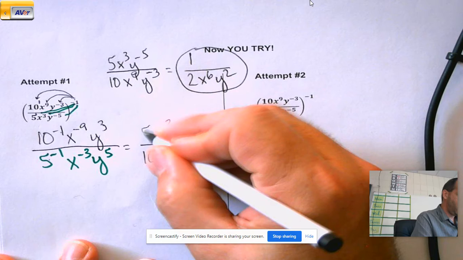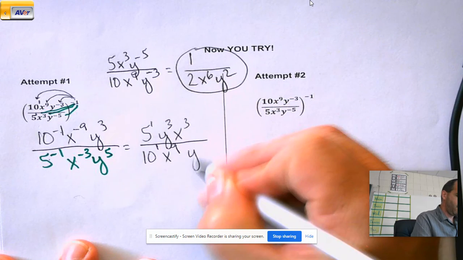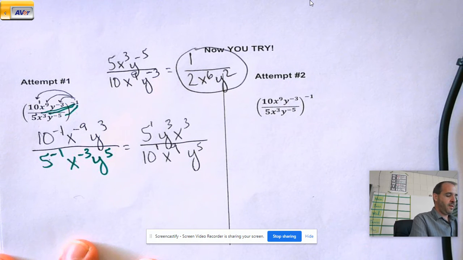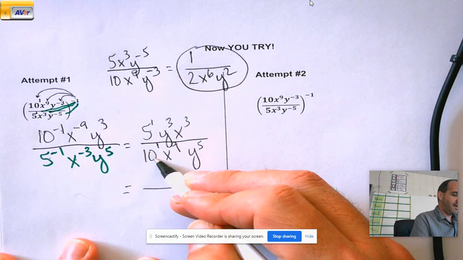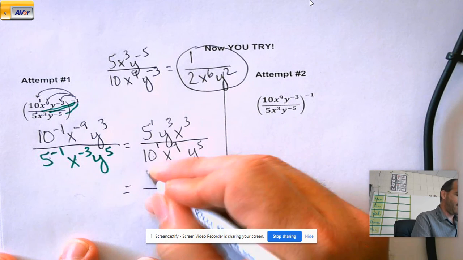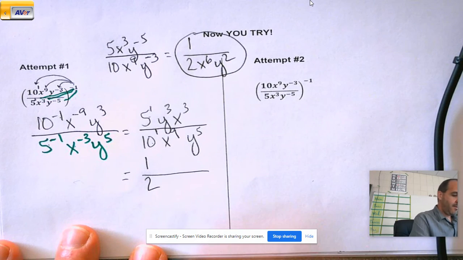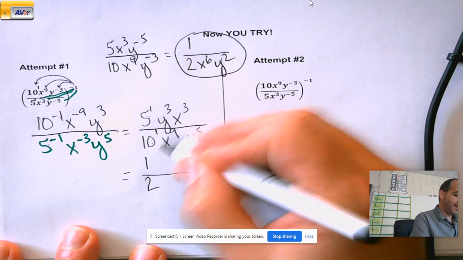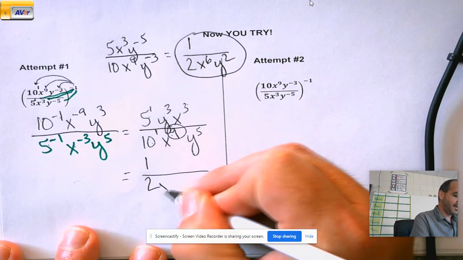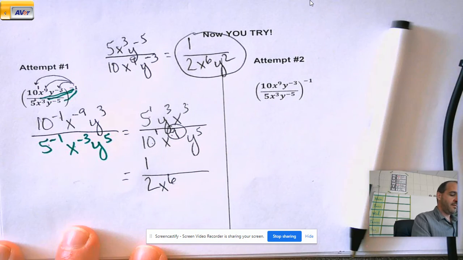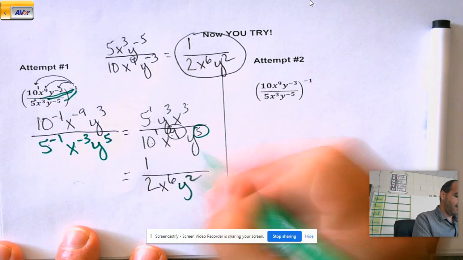Flip it, keep it. And now I'm ready to go into simplify mode. So 5 over 10, 5 divided by 10 is a half. Again, in the calculator with math enter, A-OK. X's, make sure that you're lining up correctly. 9 and 3, 9 is bigger. 9 minus 3 is 6. Y's, 5 and 3, 5 is bigger. 5 minus 3 is 2.